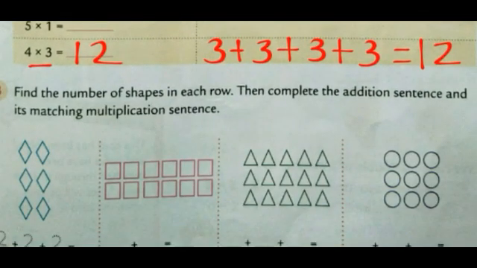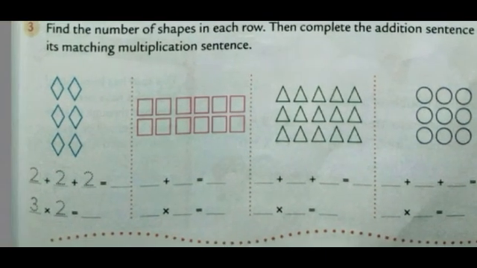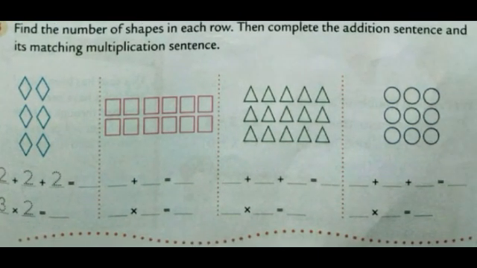Question number 3. Find the number of shapes in each row, then complete the addition sentence and its matching multiplication sentence. See the first one. In each row, 2 are given. There are 3 rows and in each row, 2 are given. So first we need to form the addition sentence. So what is 2 plus 2 plus 2? 6. And 3 rows with 2 in each, so 3 twos are 6. See, this is the way we have to do it.